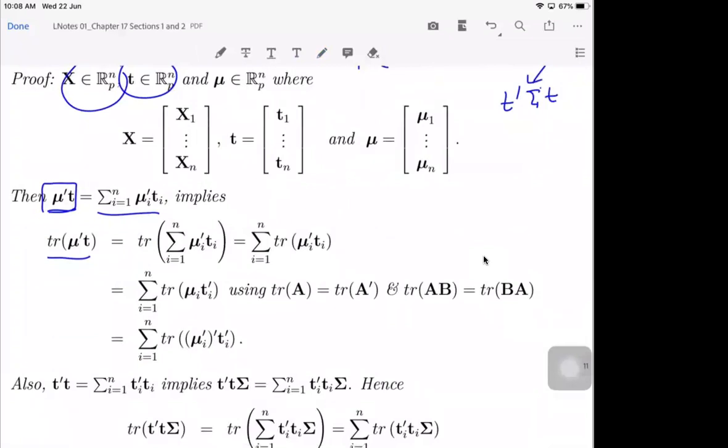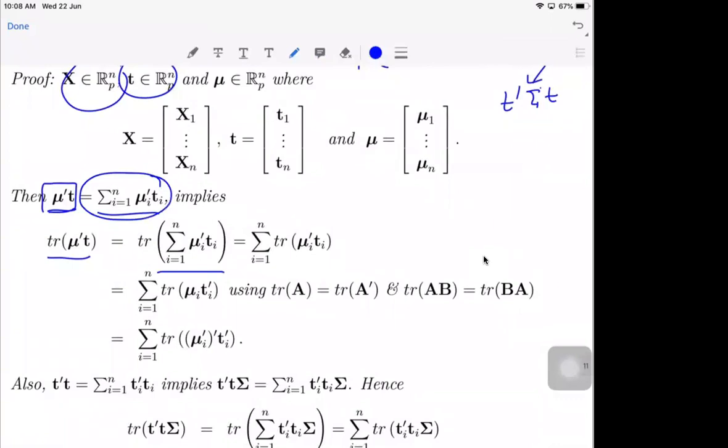So from here, this is how we write our mu prime t. So we have this trace of A plus B is just equal to the sum of the traces. So you can interchange the summation and the trace.